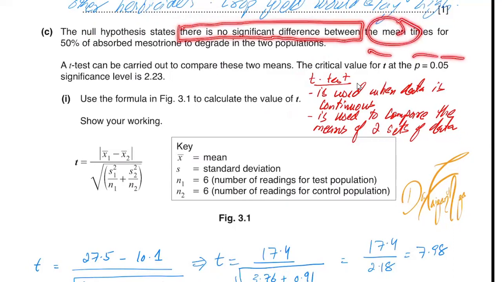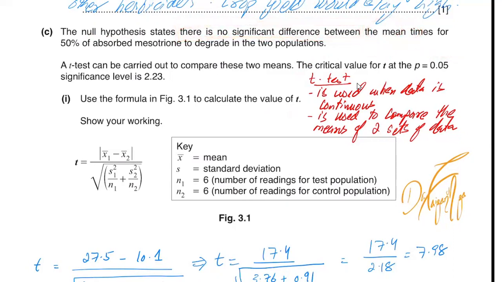For example, if it's correlation, if it's mean, if it's observed and expected, whatever it is, we just mention it next, and then we mention the variables. So in this case, it was already mentioned that there is no significant difference in the population to degrade the mesotrione. A t-test was carried out to compare the two means.